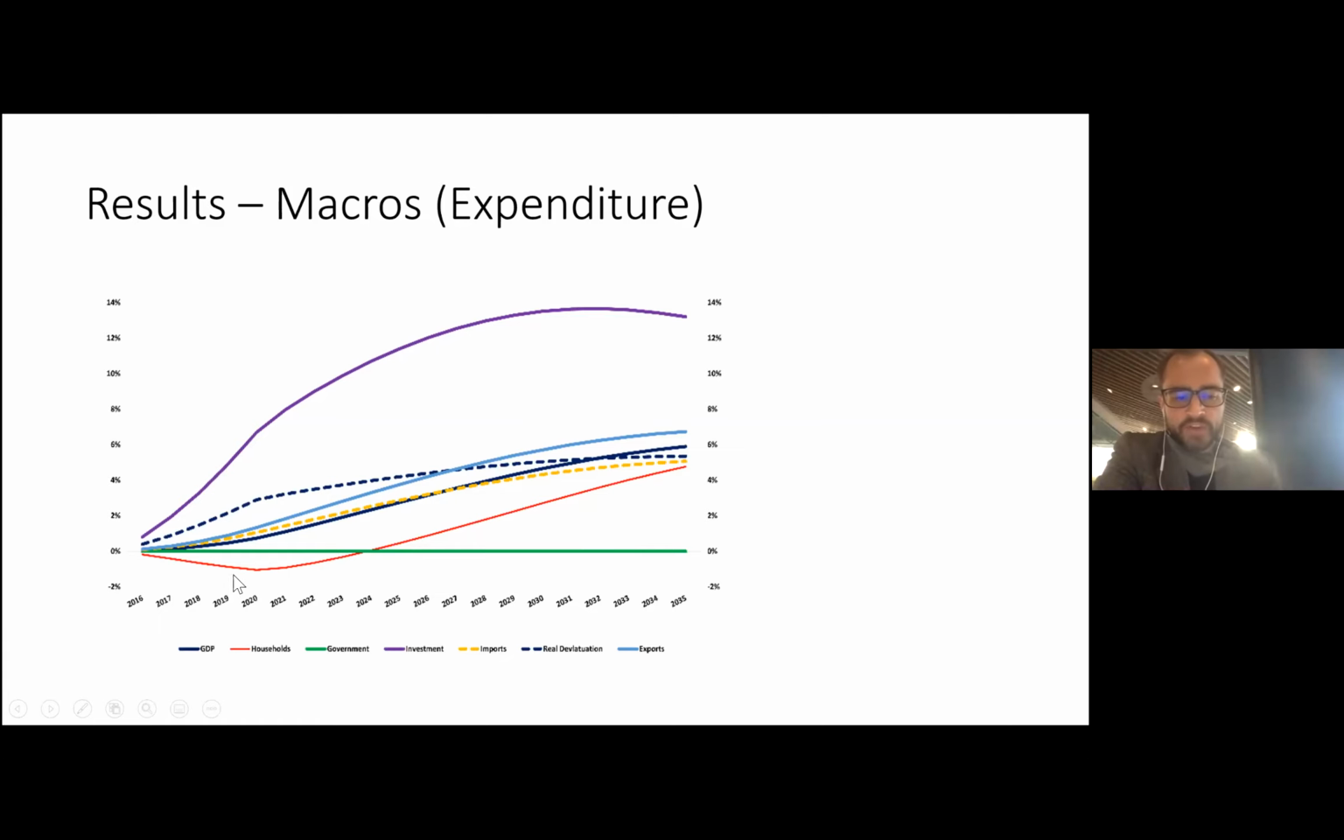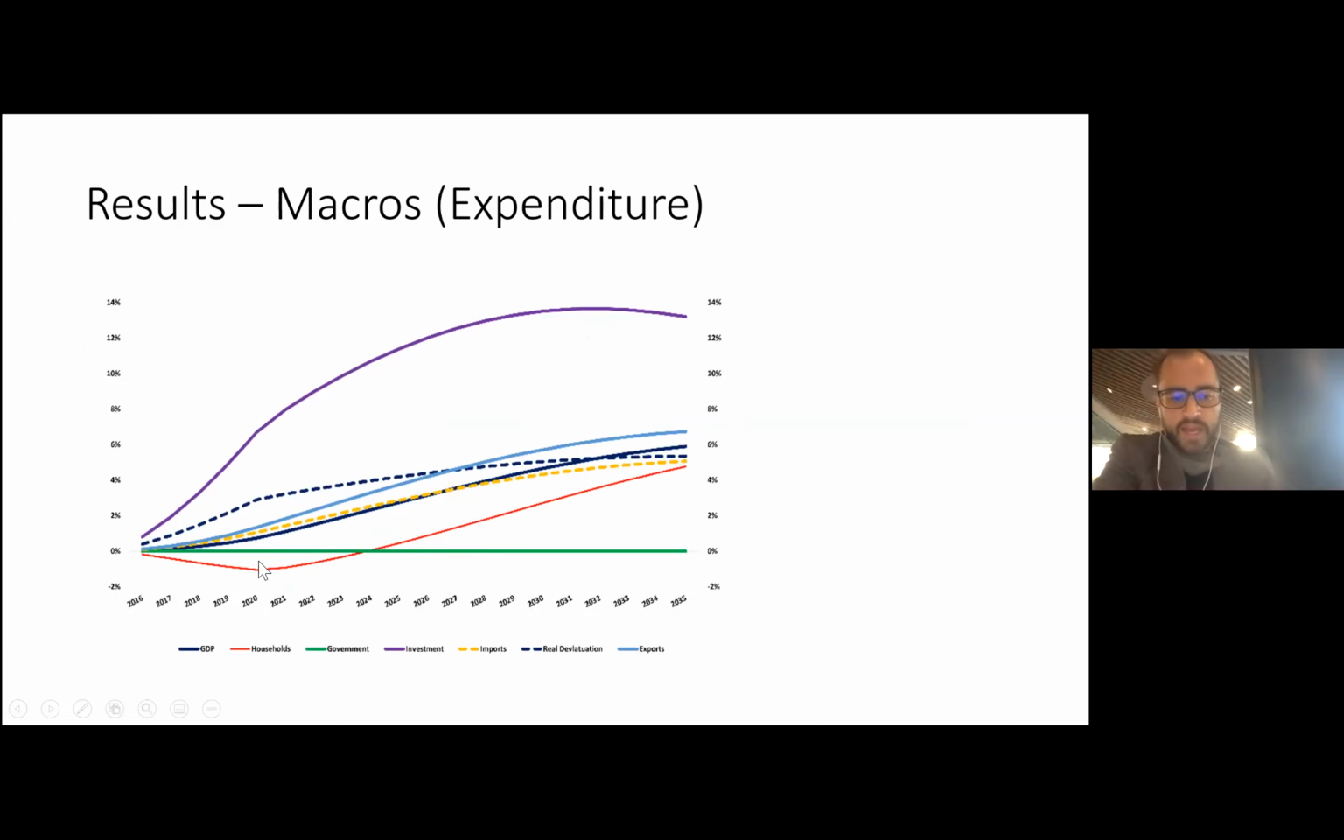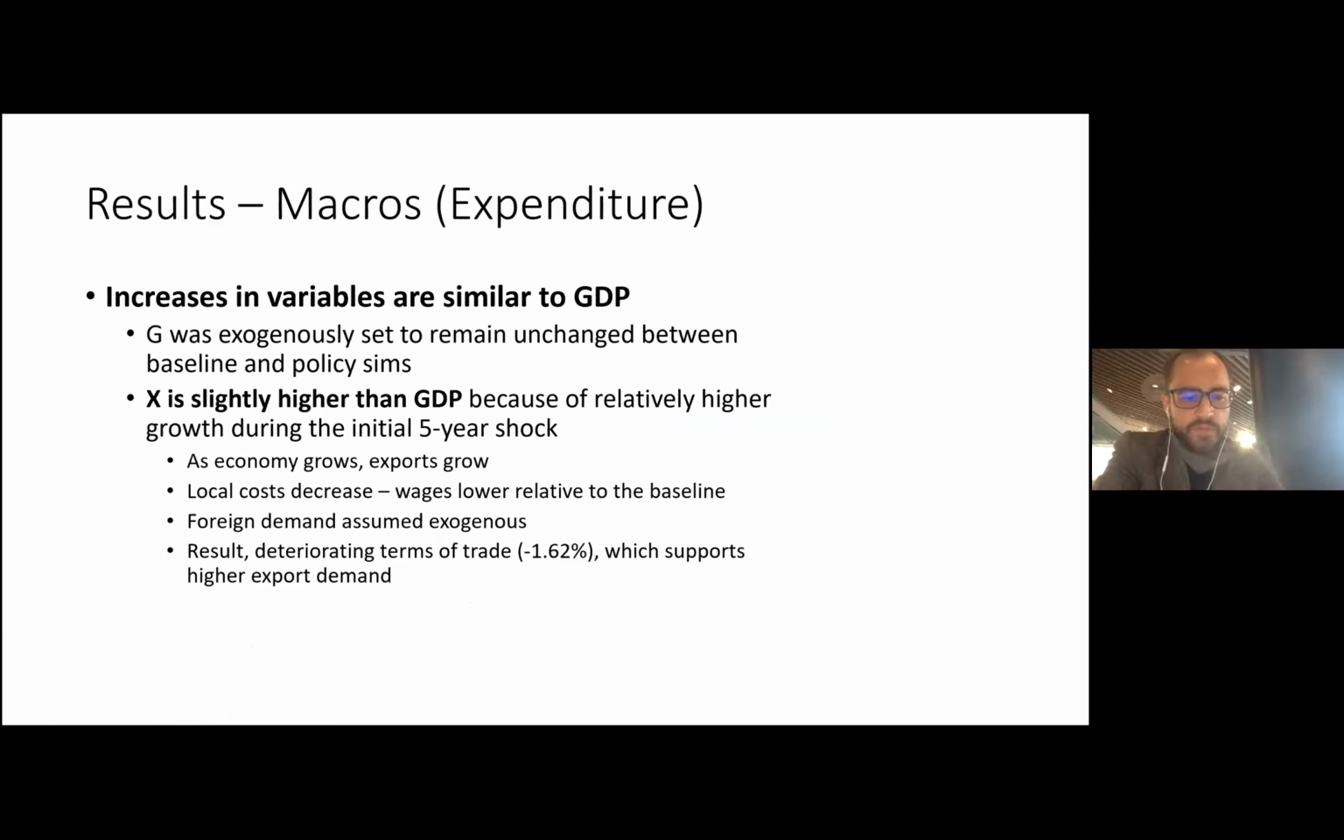I'll quickly go into why households show an initial slump. You can understand that we were keeping the wage bill fixed, labor income fixed, for that matter. That's what we saw over the years as well. Labor income initially decreasing in that 5-year period and then slowly increasing. And that's why we saw this household decrease over the years before we saw this gradual increase. I think that about sums it up.